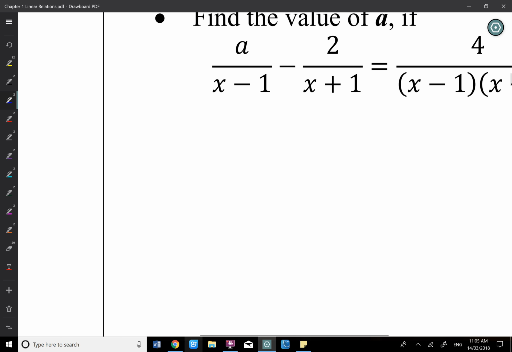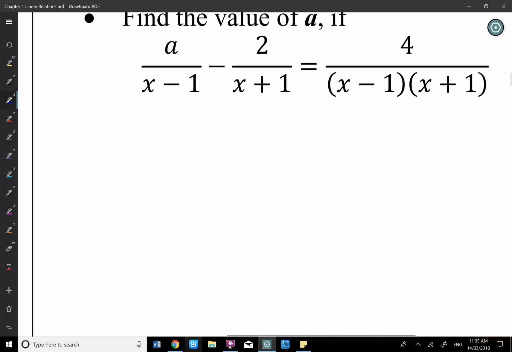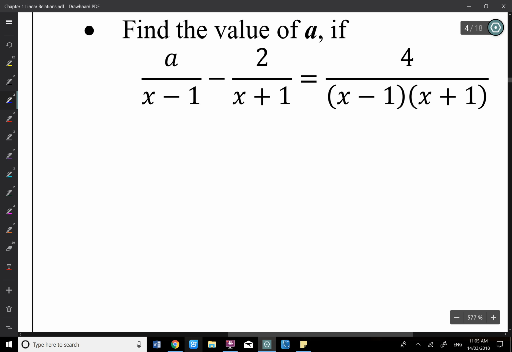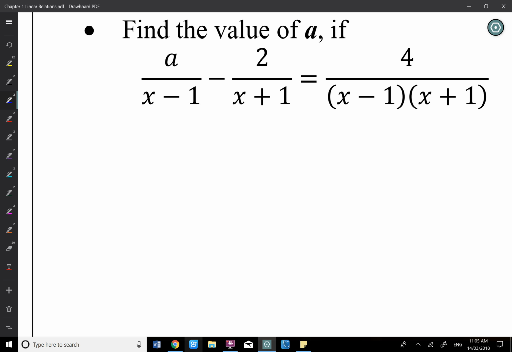Okay, last example here. This question is a little bit interesting. Find the value of a. This is a fraction minus a fraction equals another fraction. My question is, how do you solve linear equations? When you see fractions, what do you do first?